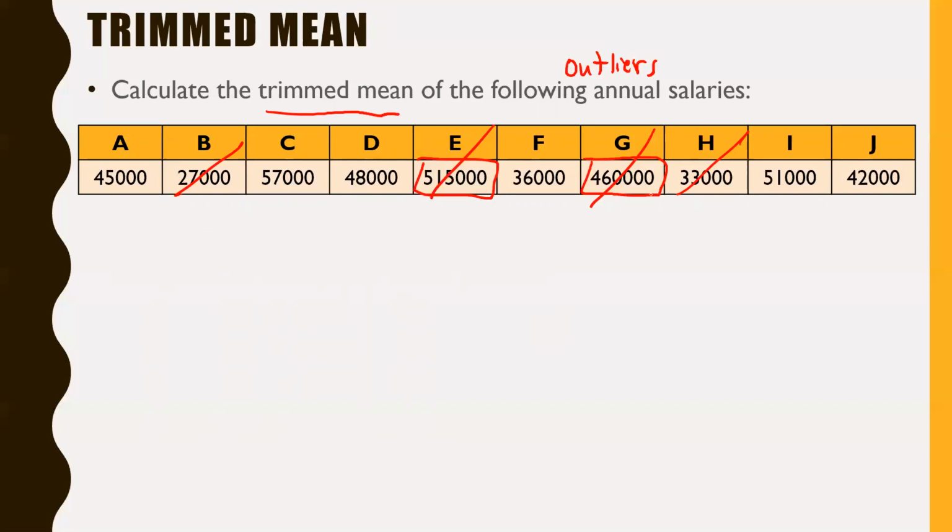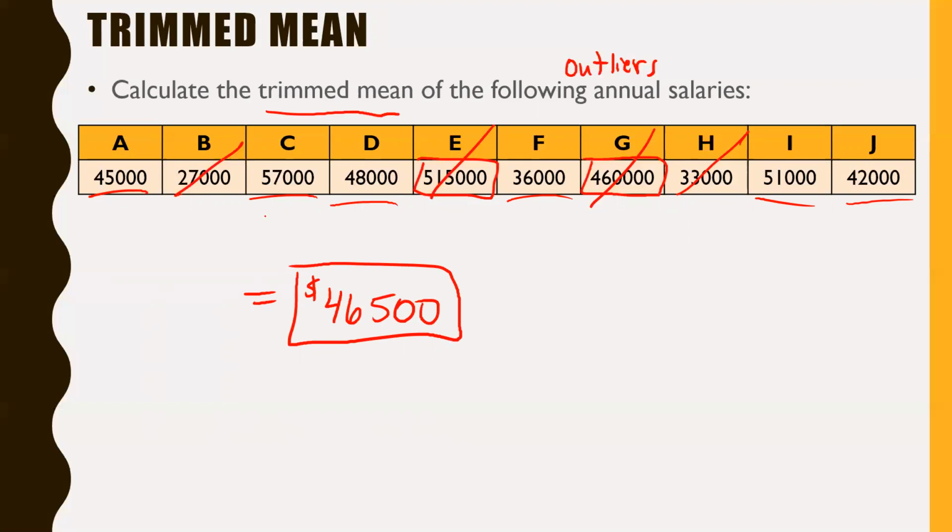We just have to find the mean now of the remaining 6 salaries here. So just add up these remaining ones: 45,000 plus 57,000 plus 48,000 plus 36,000 plus 51,000 plus 42,000. Of course, use a calculator, and then divide it by 6. I did it all in one go. Sorry, I'm not going to show you what the whole full sum was, but I did it all in one go, and I got the mean to be $46,500.